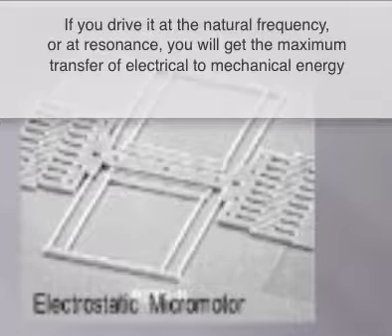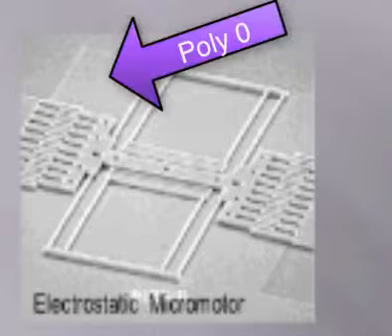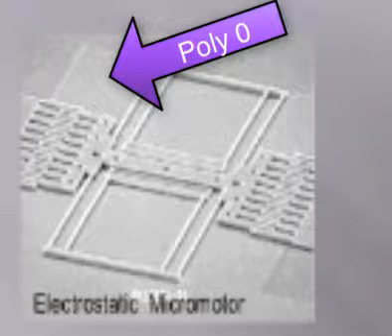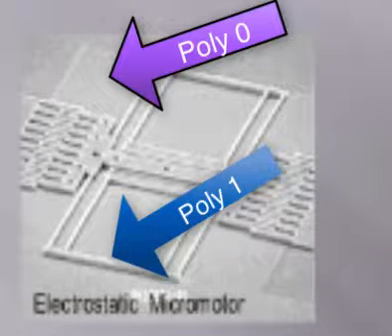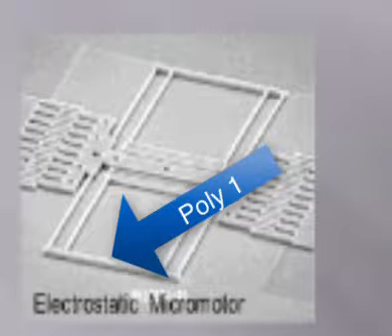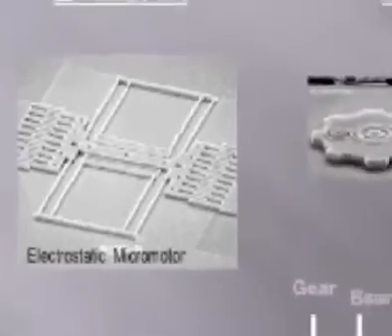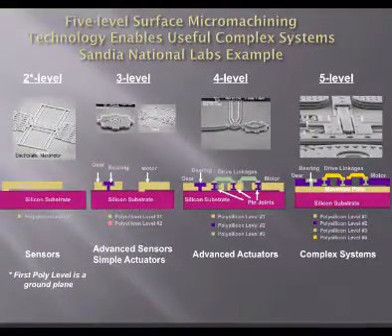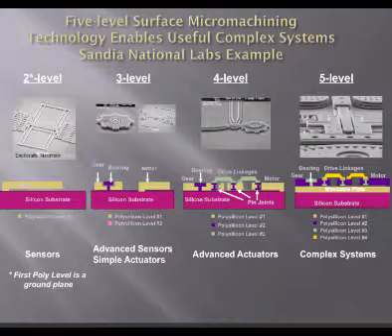What's the generic name for the layer above the ground? It's poly 1, the first layer of poly. This one's poly 0. It's the bottom layer, doesn't move. These are all examples of polycrystalline surface micromachine type stuff. Now there are a lot of other processes in MEMS, but we're going to focus on the surface micromachining stuff.